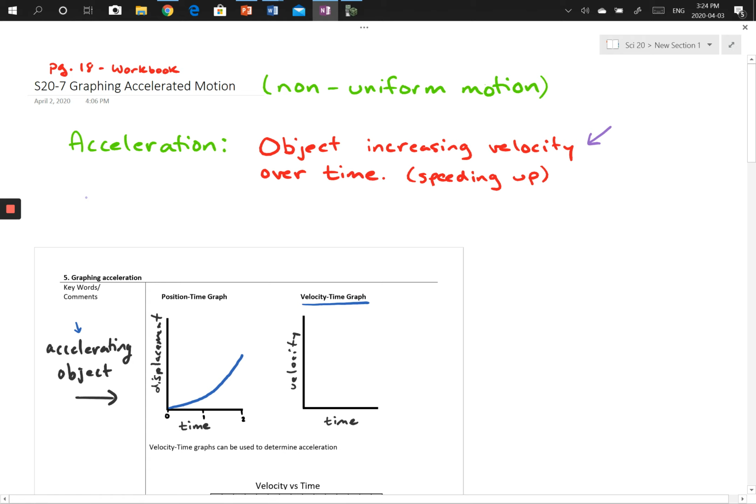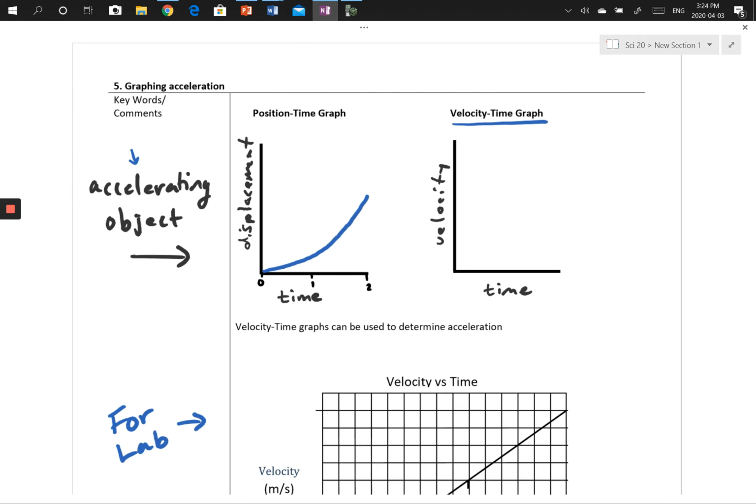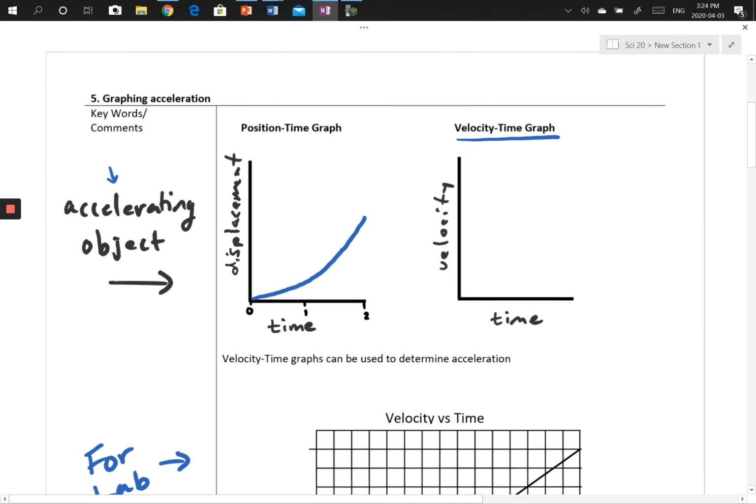We also learned last time that the formula for acceleration is equal to the change in velocity over the change in time of an object. So it's basically the rate of the change in velocity, and that's what acceleration is. So let's look at a couple graphs here because we're going to be doing some graphing. We're going to be doing a little assignment this week as well.